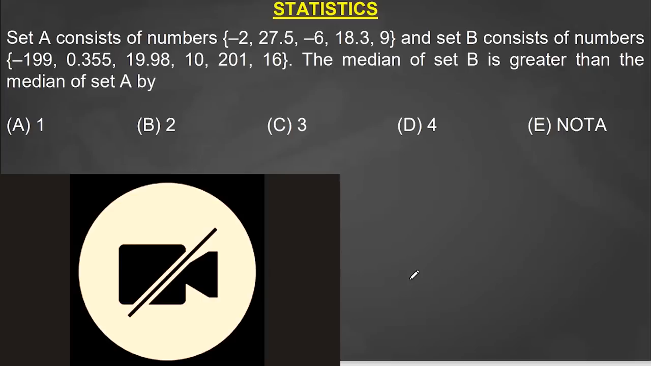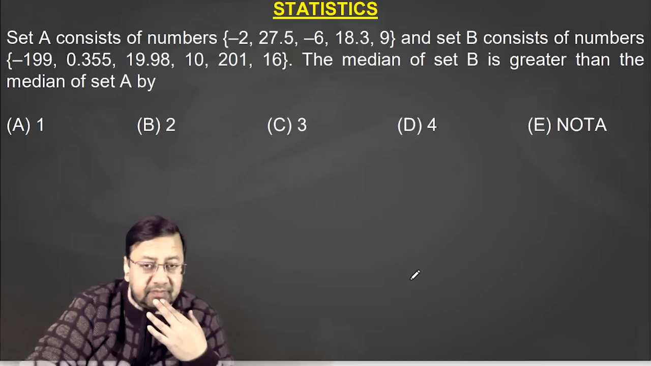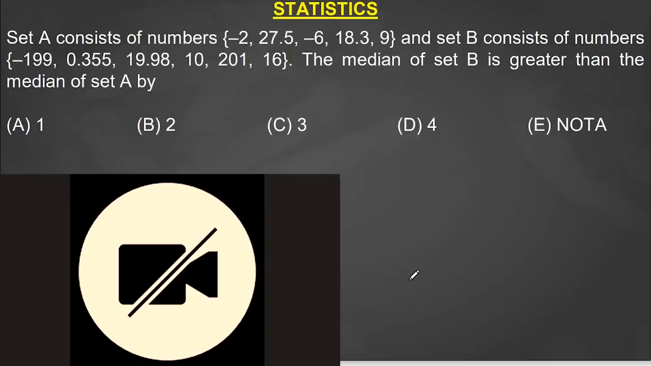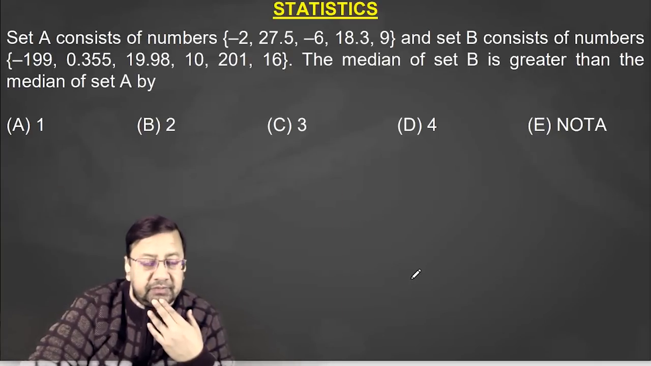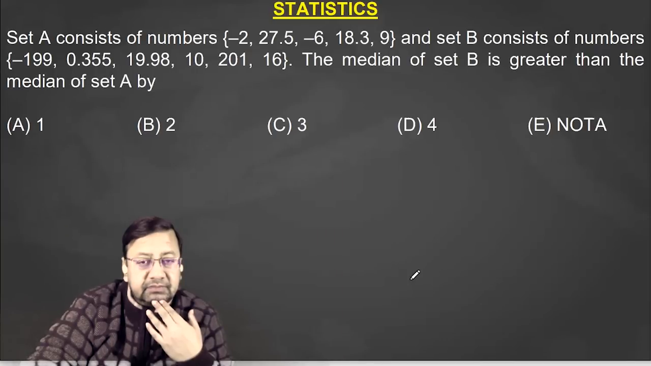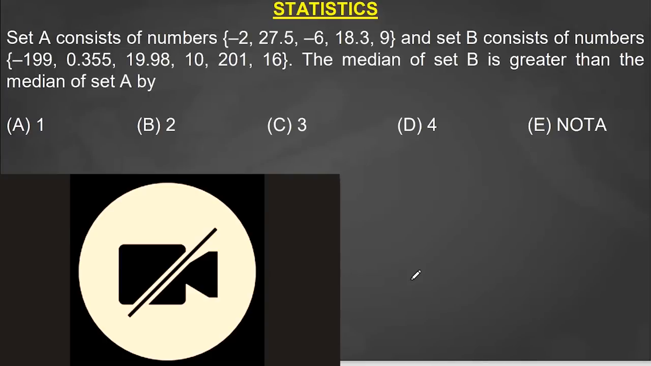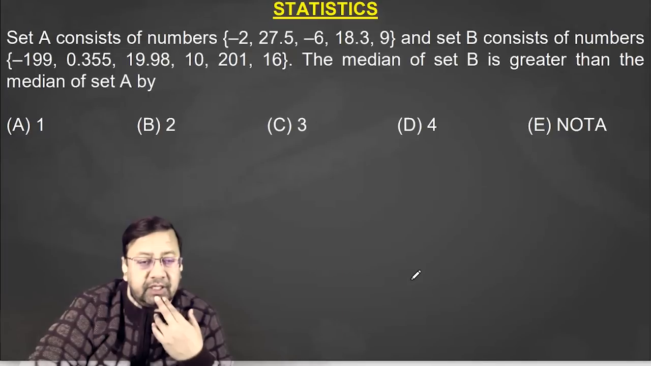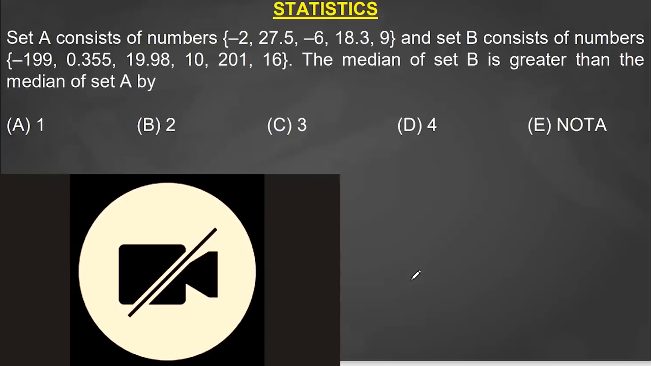So when I'm calculating, sir, I first arrange the numbers in ascending order. For set A, I got the median 9. And for set B, I got the median as 19.98 plus 0.355 divided by 2. Okay. So, Sandeep, how are you calculating the median for set A? Set A, sir, has a total of 5 numbers, so I'm taking the middle one. Okay, 9. And what about set B? Set B, sir, I'm taking 0.355 and 19.98 as the two middle terms.